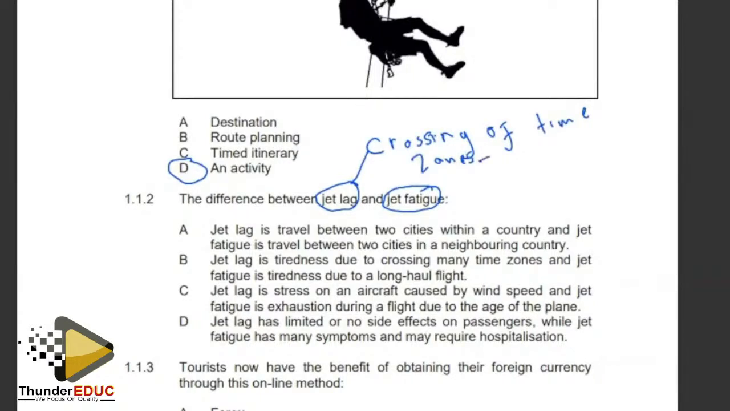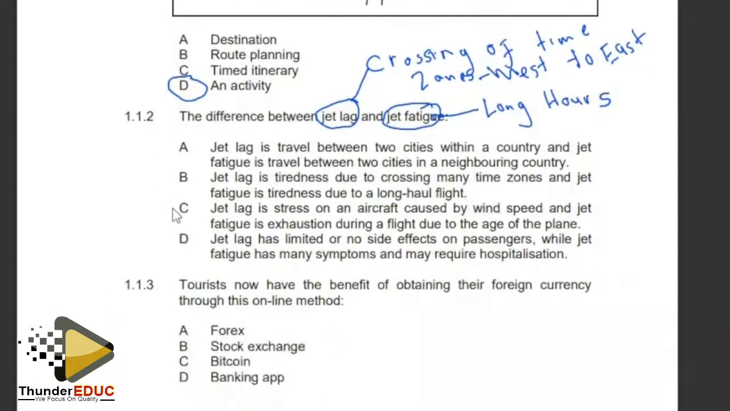Then in addition to that, when you travel from west to east, you get jet lag. On the other hand, let's explain what jet fatigue is. It is when you only travel long hours. So jet fatigue is caused by a situation whereby you fly for a long period of time.